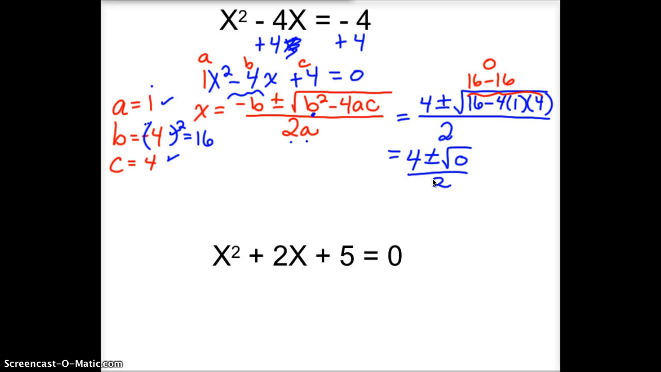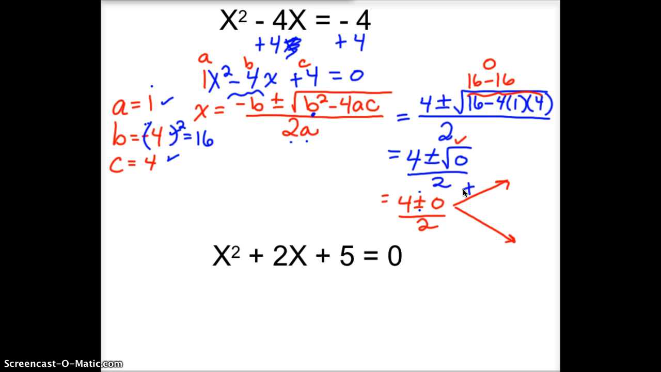At this point, I take this root. If it was a 25, I'd replace it with a 5. If it was a 4, I'd replace it with a 2. If it was an 11, I'd go to my calculator and have to round it. But this is a 0, so I get 4 plus or minus 0 all over 2. At this point in the quadratic formula process, you branch off, because it says you need to do plus and you need to do minus.